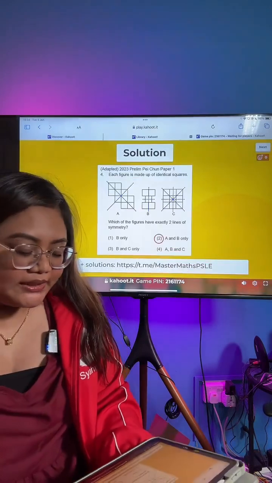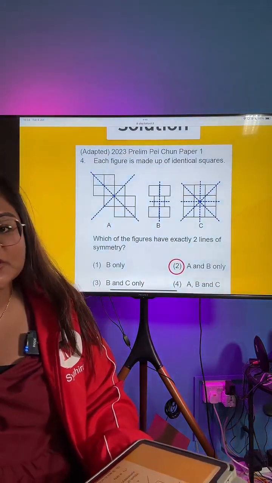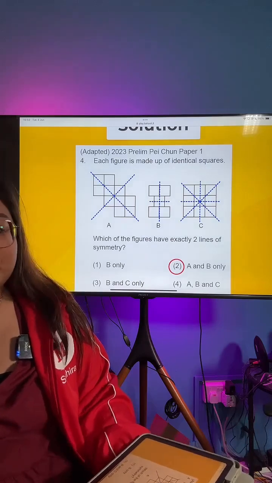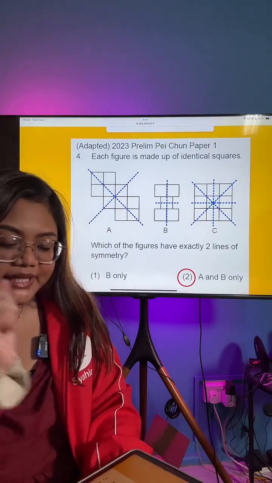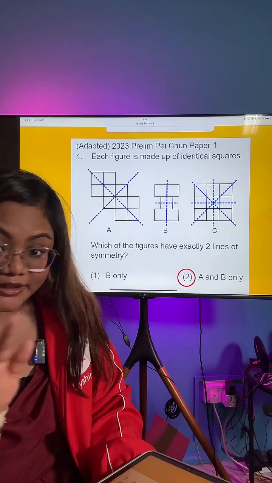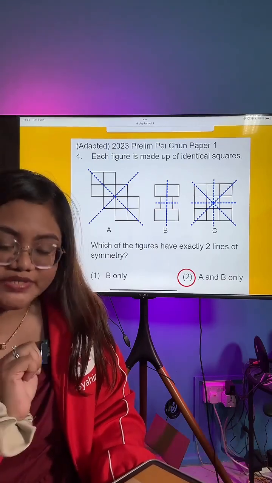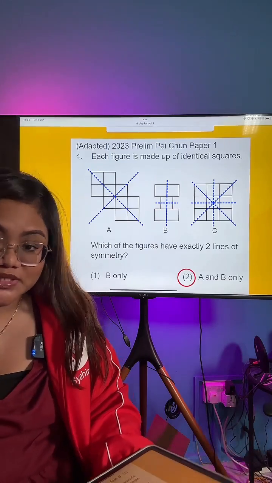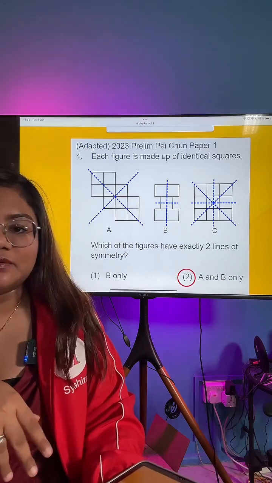Now, the solution here is very straightforward. You just look for your lines of symmetry. The first one has 2 lines of symmetry, the diagonals. The second one has a vertical and a horizontal. The third one cannot be in the answer because it has 4 lines of symmetry: the 2 diagonals plus a horizontal plus a vertical.